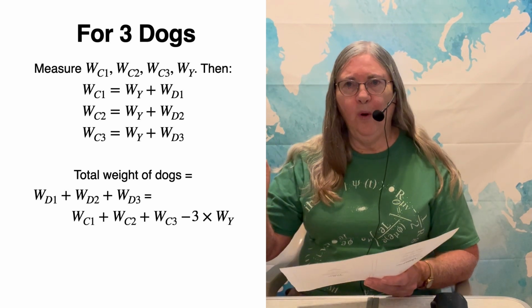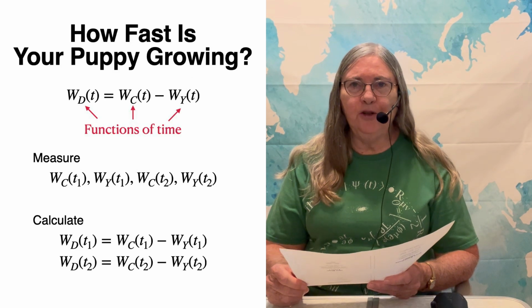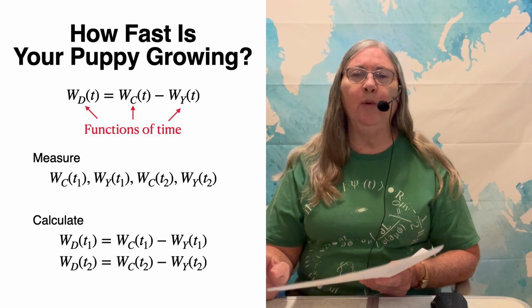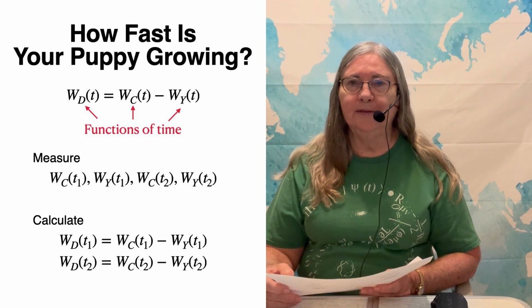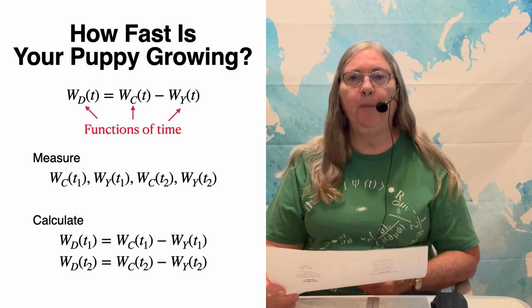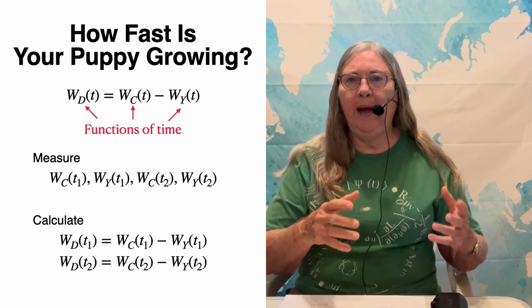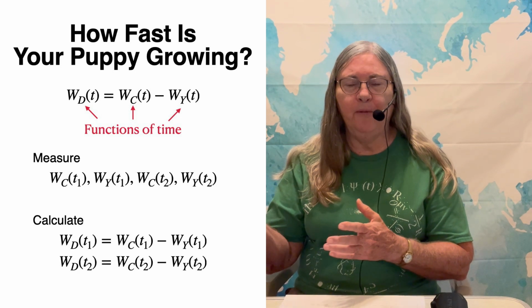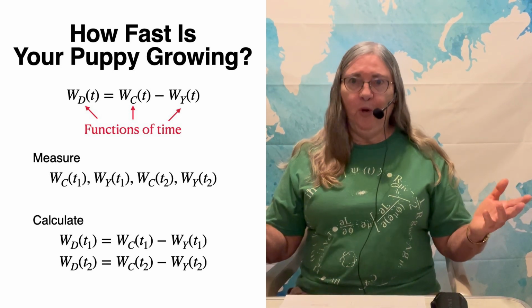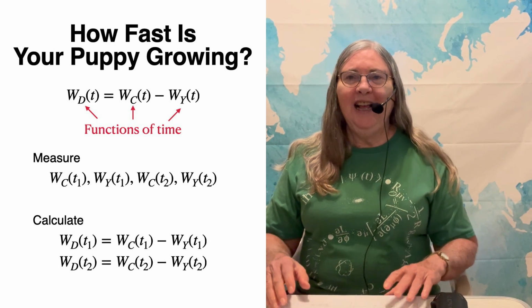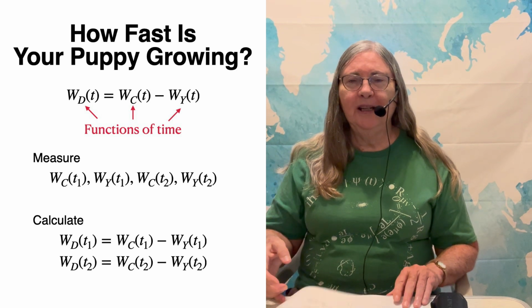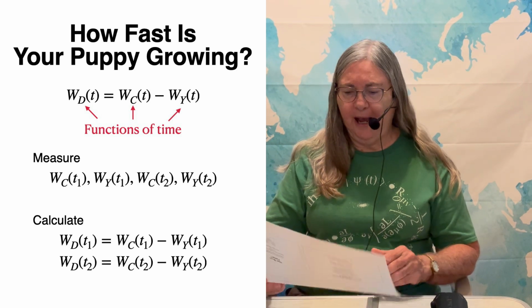Let's make it one more step in complication. These can be a function of time. Suppose you have a puppy and you want to see how fast it's growing. Well, the combined weight is going to change with time, obviously. The dog's weight will change with time, and maybe even your weight will change with time. So we use the parentheses T to mean as a function of time.